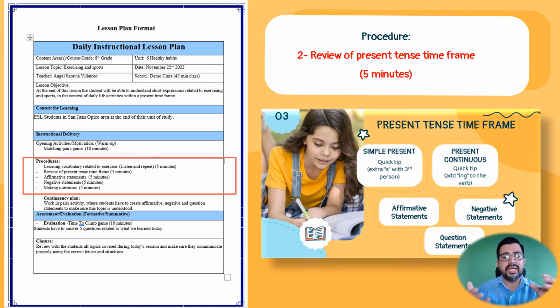This is the time where I, as a teacher, am going to be able to speak a little bit more. But remember that this lesson is based on students. So we need to decrease the teacher talk time and increase the students talk time. That's why it was created this way.